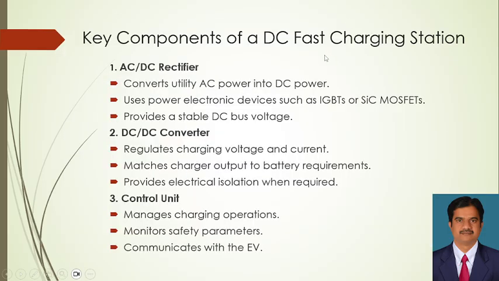The AC to DC rectifier converts AC utility power into DC power. It uses power semiconductor devices, IGBTs, silicon carbide MOSFETs, to provide a stable DC bus voltage. The DC to DC converter regulates the charging voltage and current, matches charger output to battery requirements, and provides electrical isolation when required. The control unit manages charging operations, monitors safety parameters, and communicates with the electric vehicle.